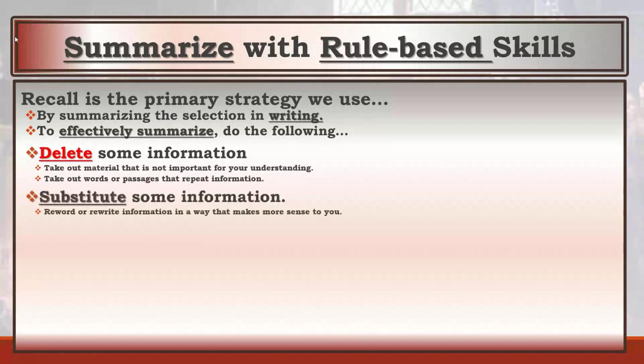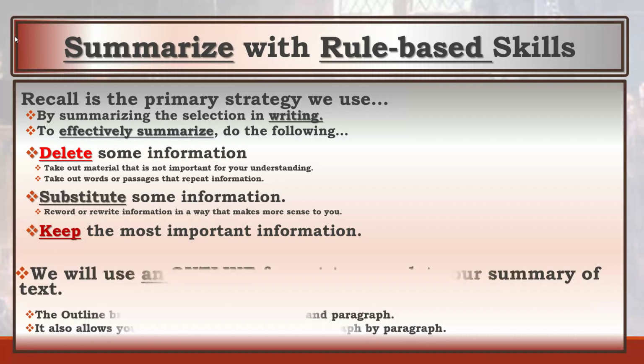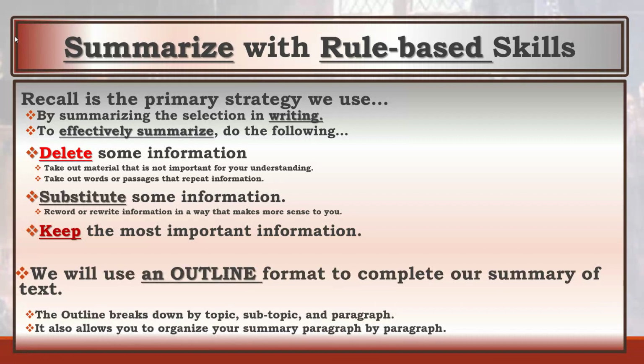Sometimes I substitute, where I'll actually change the whole way the paragraph is formatted and do my own summary of it. That's a pretty developed skill. That's something that takes a little thinking. You've got to really look at the paragraph and go, actually, these are the important things. I'm going to put it in this order. And that's substitute. And obviously you want to keep the most important information. And we are doing this in the outline format. I don't think there's any secret about this now, right? We're looking at topics, subtopics, paragraphs. You're reading paragraph by paragraph when you do this on your own.